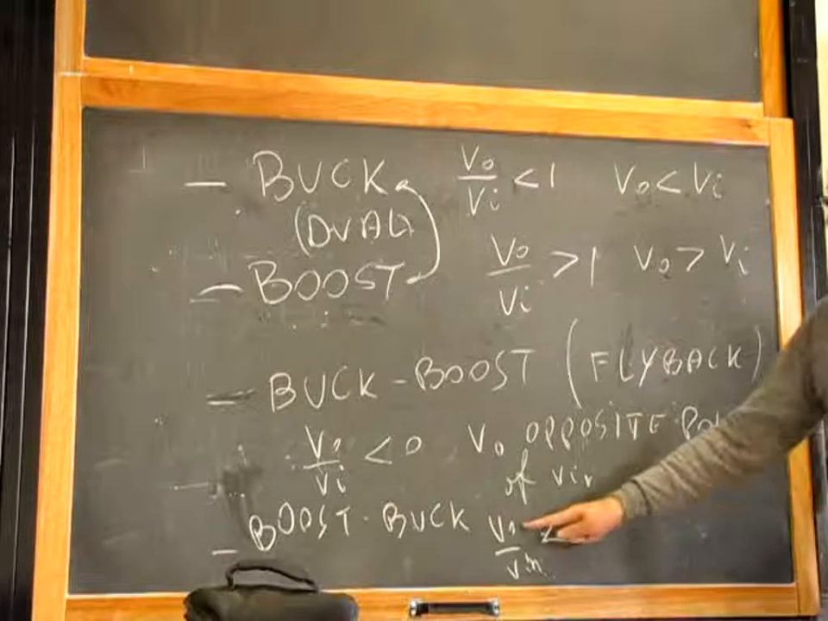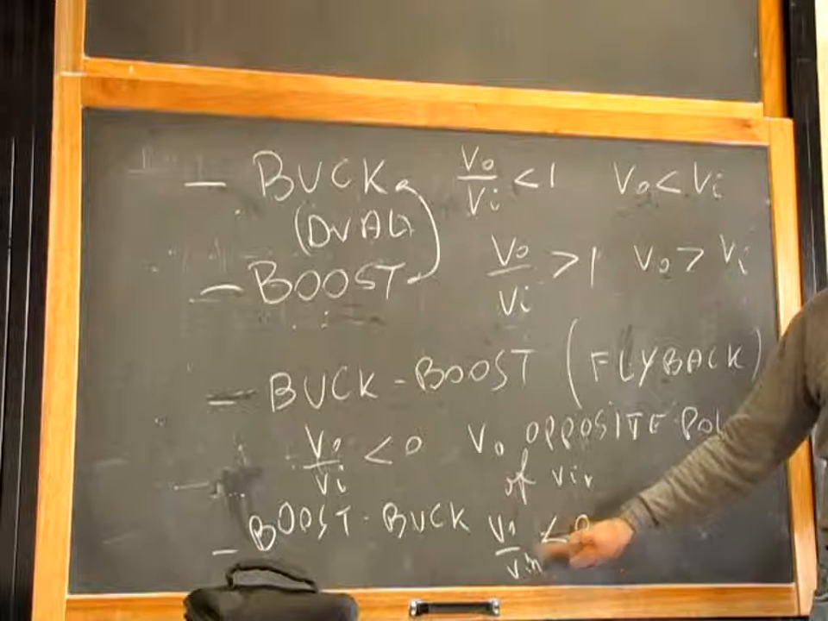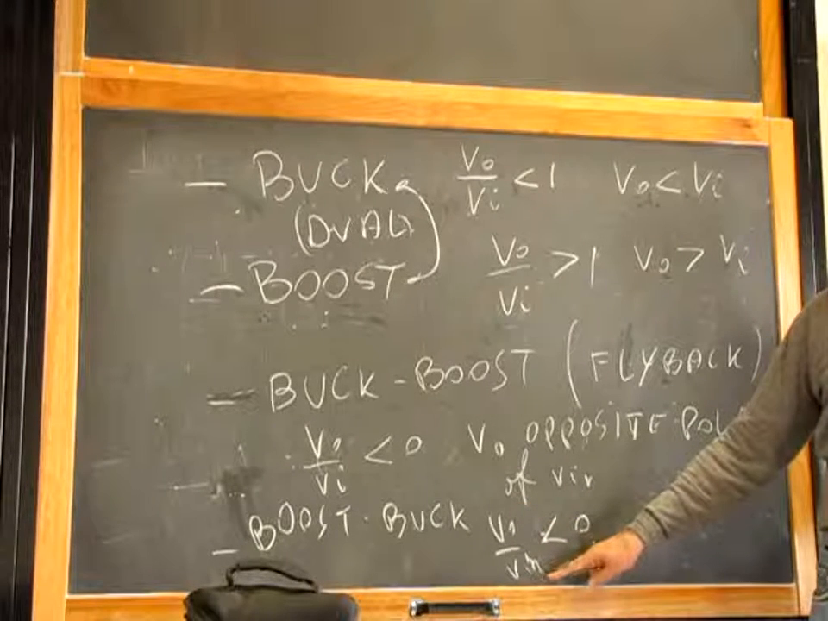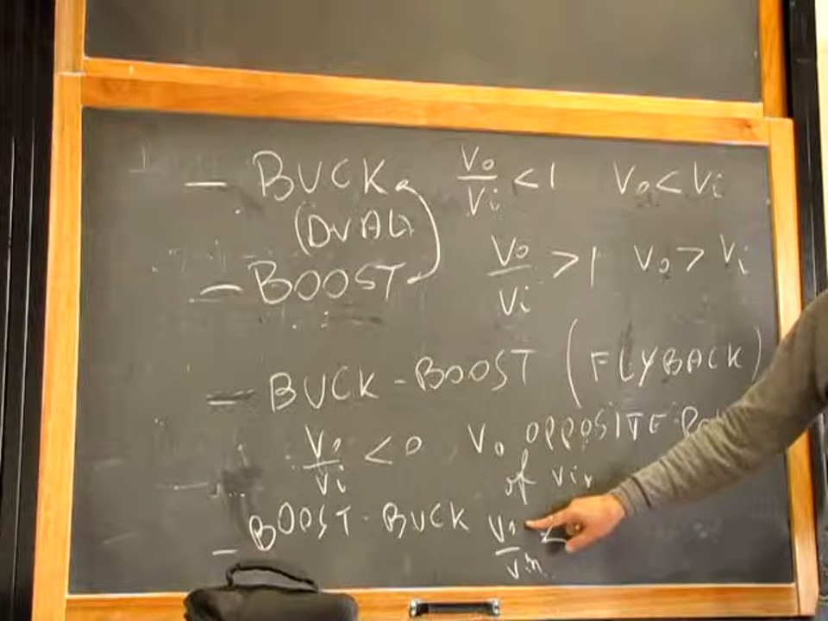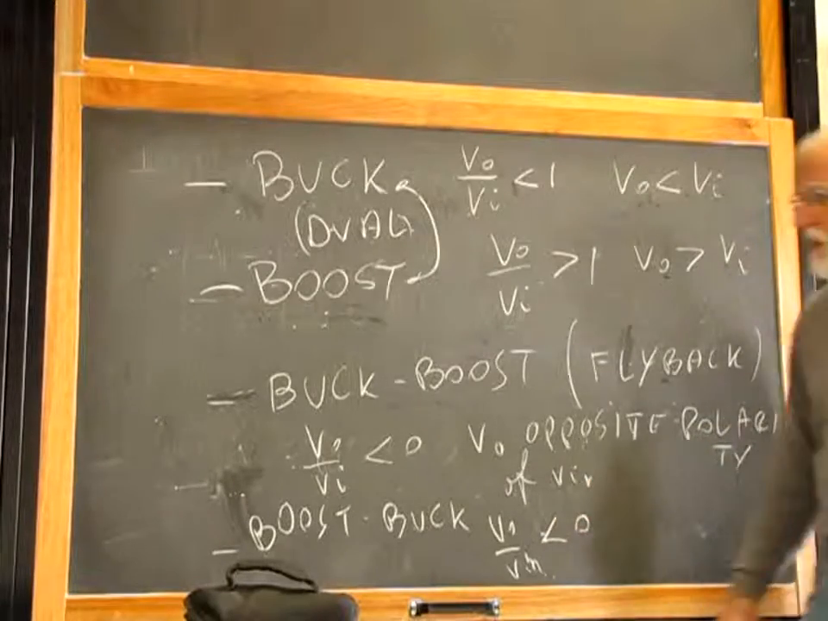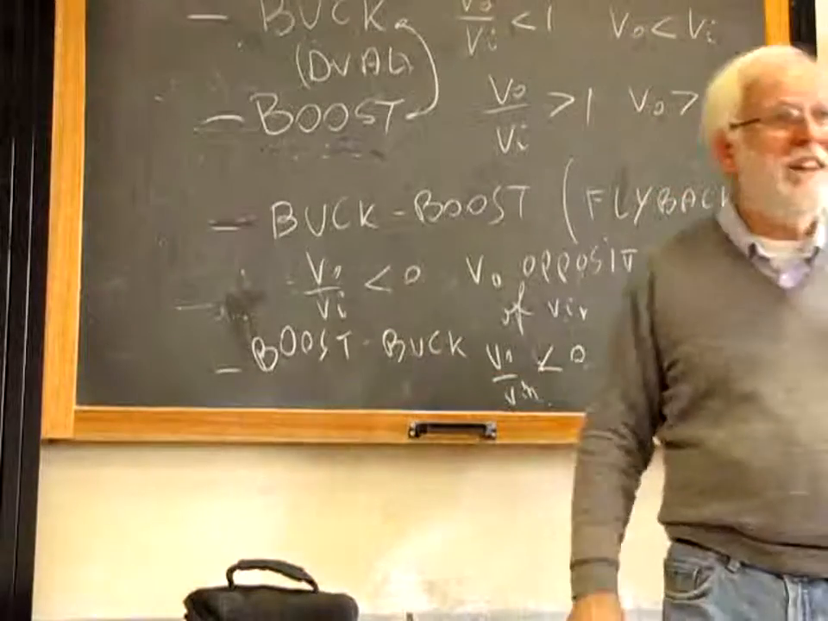V naught can be magnitude-wise smaller than the input or larger than the input. You can go in with positive 10 volts, and you can get at the output negative 5 volts, or you can get at the output negative 20 volts. It's quite flexible. Well, the story didn't go exactly like this, because the boost buck exists.